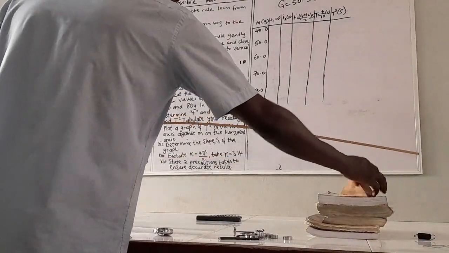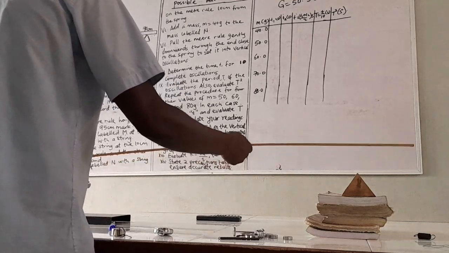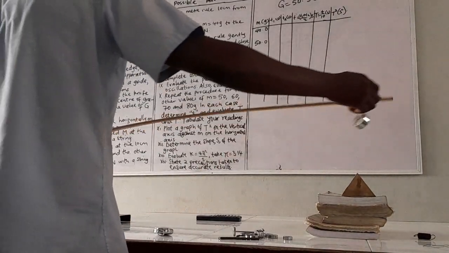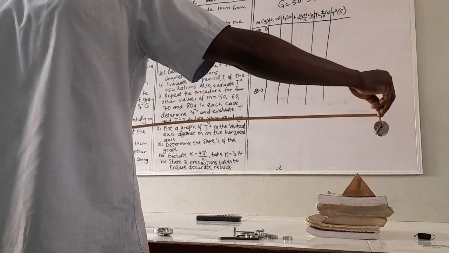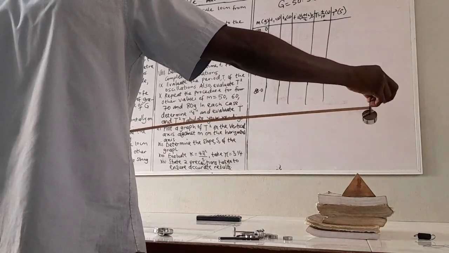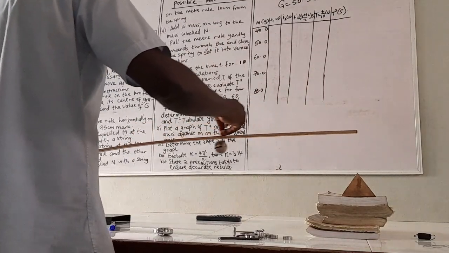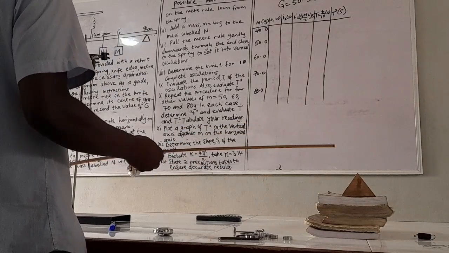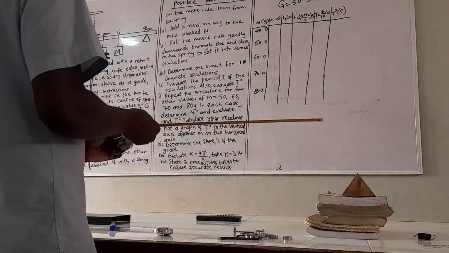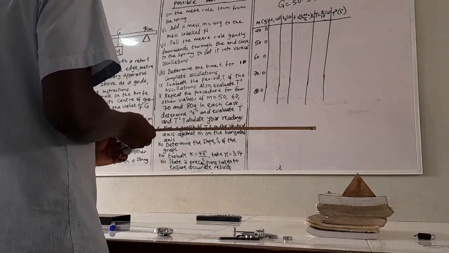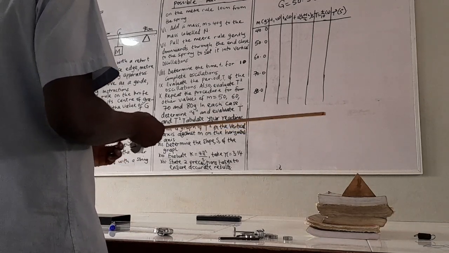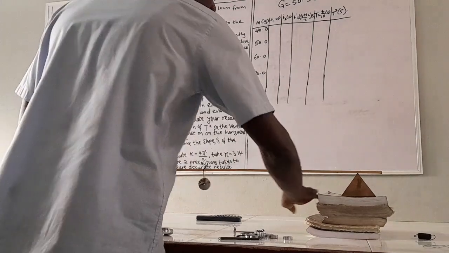So let's see. So this is placed there. So I can take this through this other side and place it at the center of gravity. My center of gravity that I measured was at 50.3. So I'm going to place it at 50.3. 1, 2, 3. So I've placed it at 50.3.